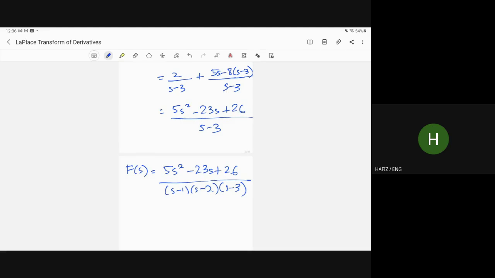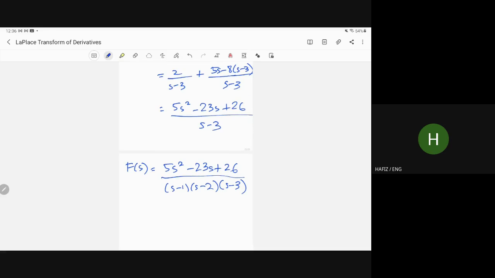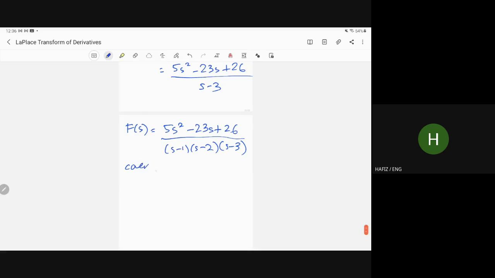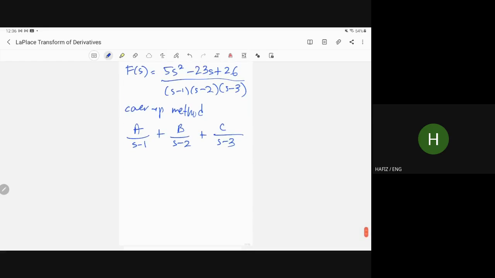So luckily we can use the cover-up method here since there is no repetition of roots. What I mean by that is if you have s squared like that, you can't use cover-up method. If any of the factors has a squared or cube, then you can't use the cover-up method. So we can use the cover-up method for partial fractions. First, we divide everything according to this.